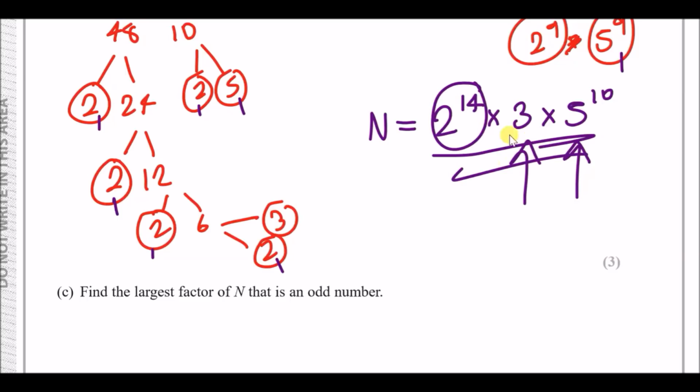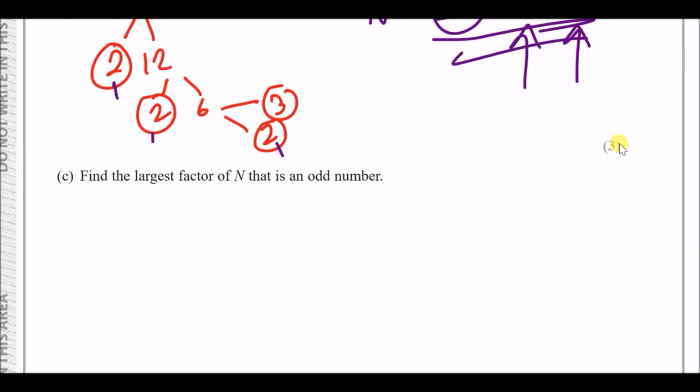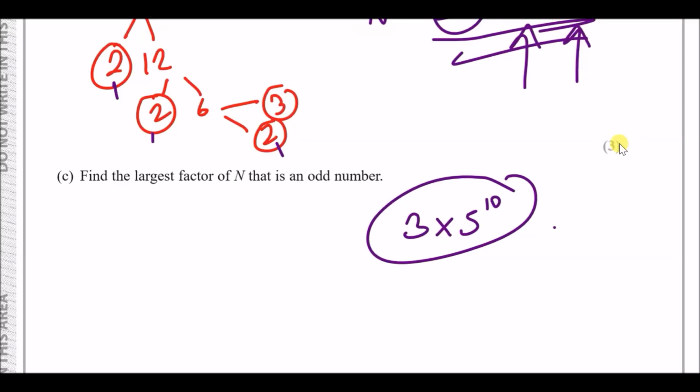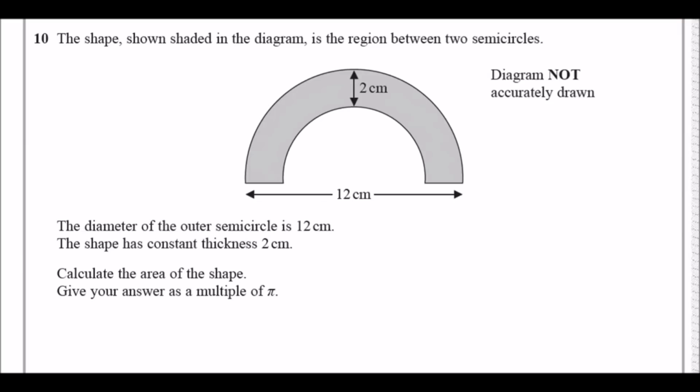So we're left with essentially 3 times 5 to the power 10, and that is the highest possible odd number you can make. And that's it, guys. That's this question done. All right, number 10.